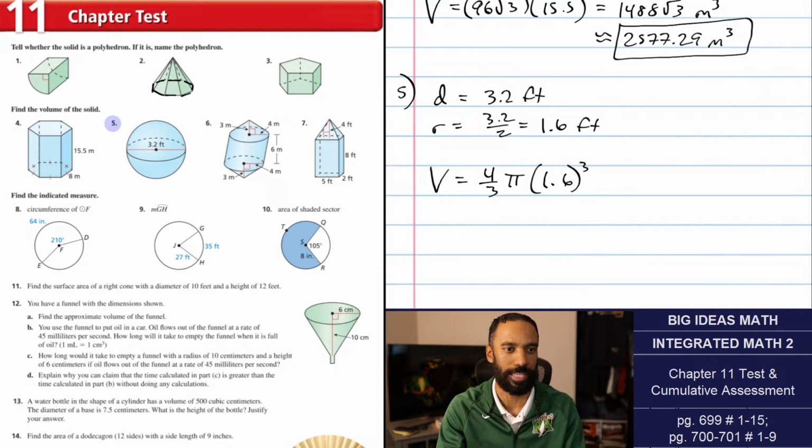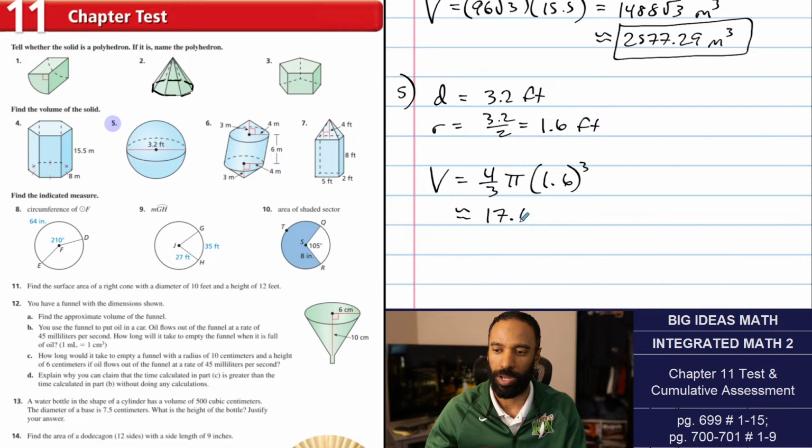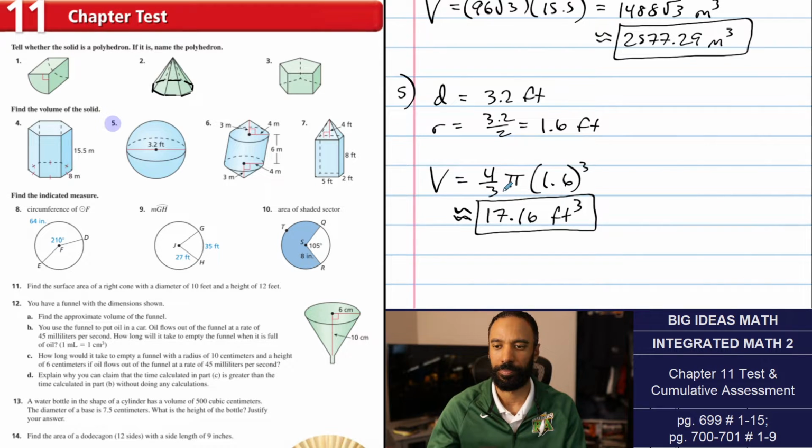So I'm going straight to the calculator for that. I can't imagine any of this would be very clean looking ultimately. So times 4 divided by 3 times pi. We're getting 17.16, rounded. It's 17.16, what are the units? Feet? Cubic feet for volume of this sphere.